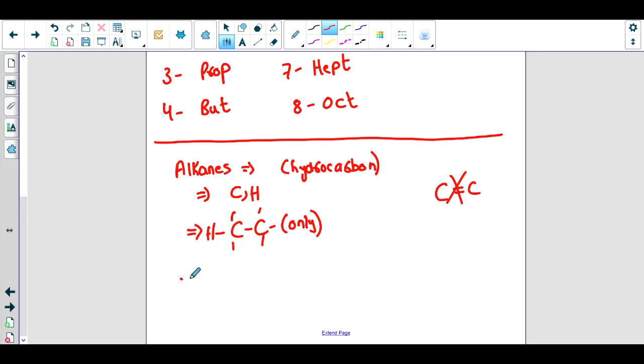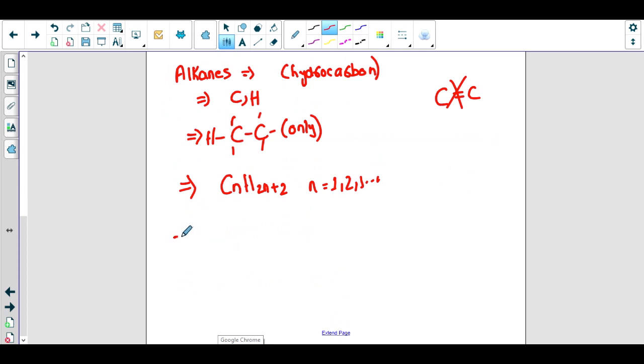These homologous series do have a general formula. The general formula of alkane is CnH2n+2, where n can be 1, 2, 3, and so on, up to however long you want the series. The smallest one, if you put n=1, you get CH, 2 ones are 2, plus 2 is 4, so CH4. This is the smallest one.